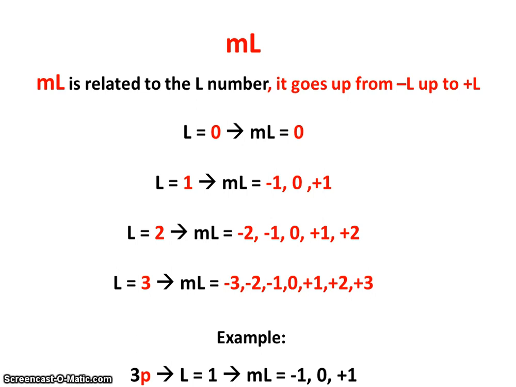The next number is the ml number, which is related to the l number, and it adopts values from -l up to +l. So for example, for l equals 0, ml can only be 0. For l equals 1, ml can be either -1, 0, or +1. For l equals 2, ml can be -2, -1, 0, 1, or 2. And for l equals 3, ml can be -3, -2, -1, 0, 1, 2, or 3.